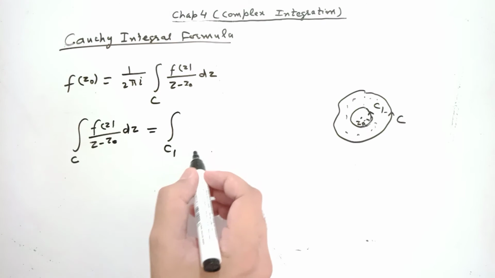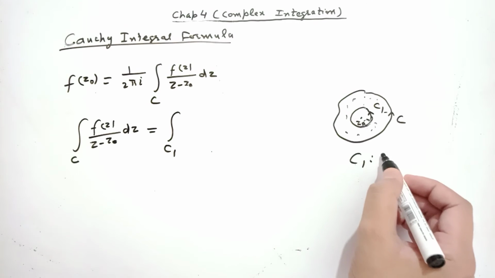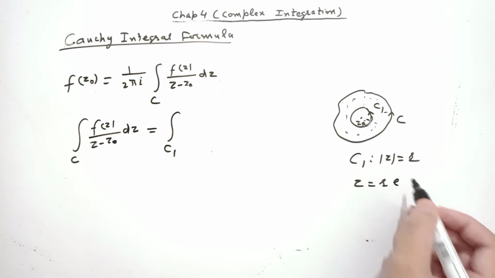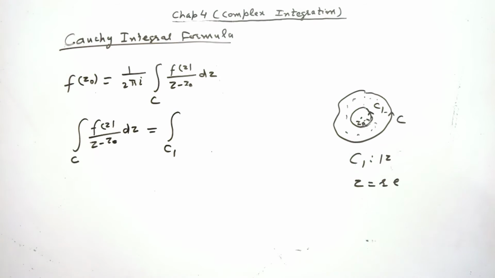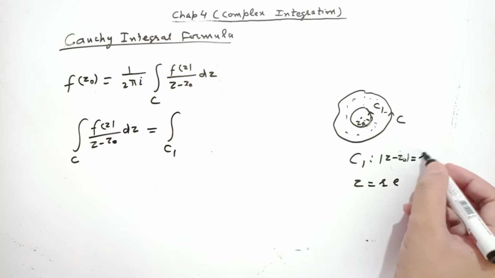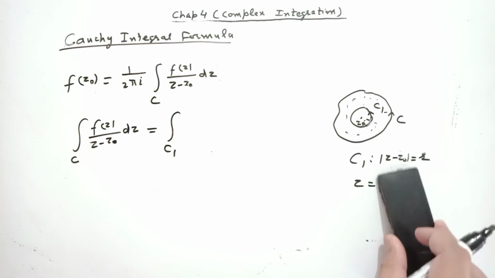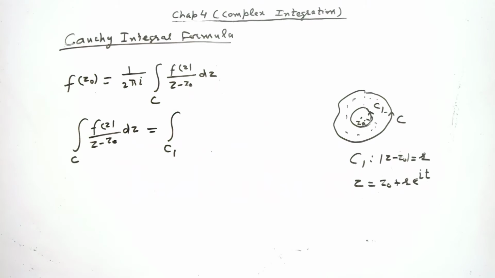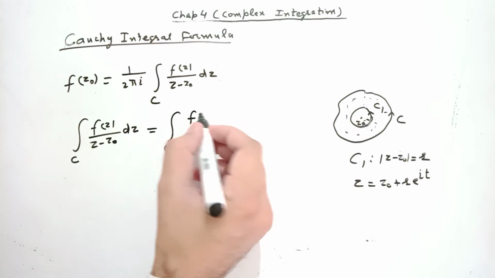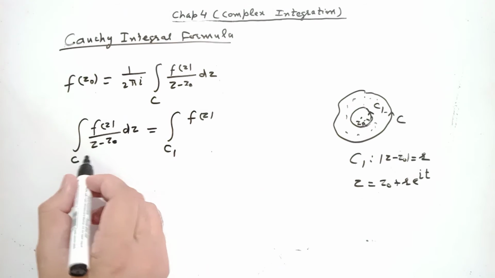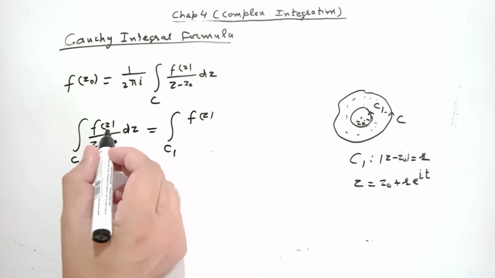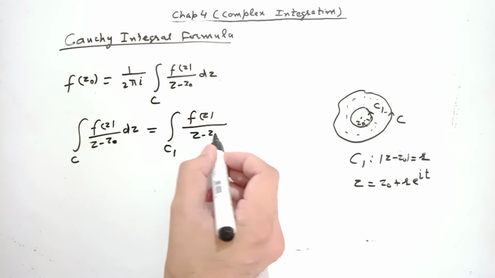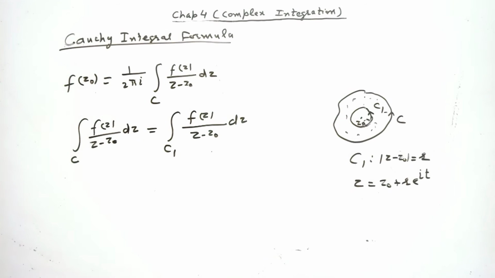I can write the integral of f(z) along C1. For C1 I am choosing a circle of radius r centered at z0. So I should write |z − z0| = r. That means z is z0 + r e^(it), and t goes from 0 to 2π as usual. So I was saying that the integral of f(z)/(z − z0) along C can be written equal to the integral of f(z)/(z − z0) along C1 using the principle of deformation of path.